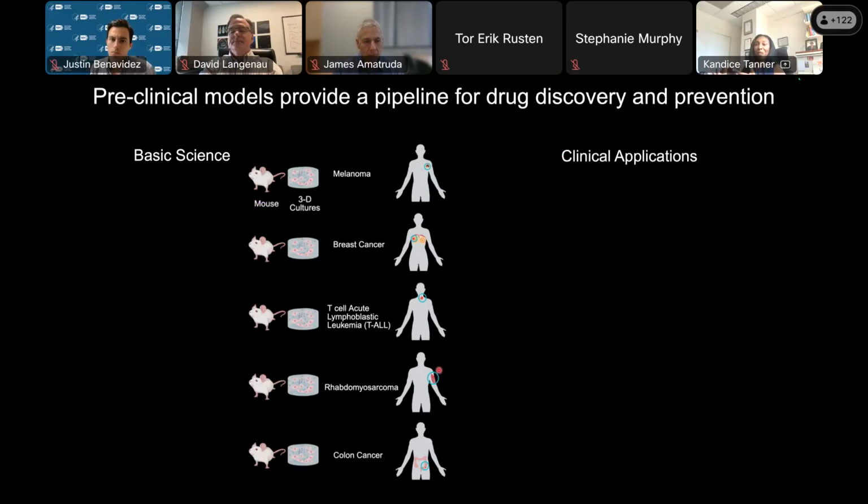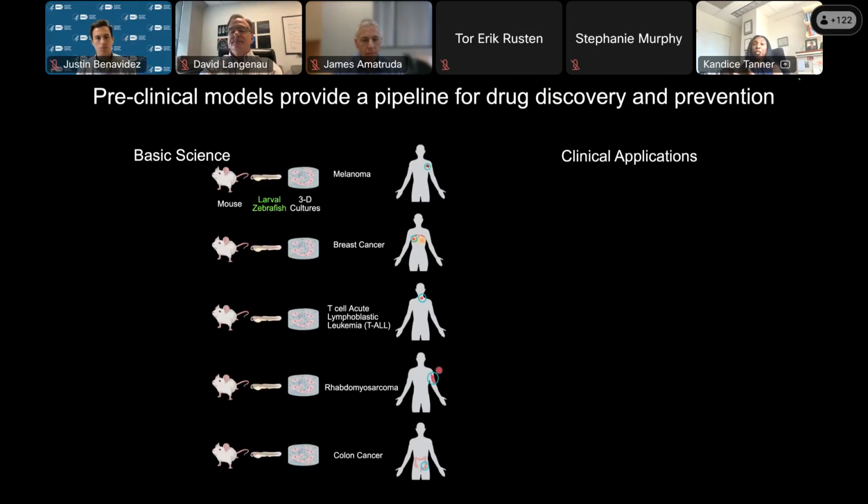And traditionally, we think about these models as mouse models, as discussed by our previous speakers, organoid models. And I want to introduce today that larval zebrafish has already been used in similar contexts in being able to drive these discoveries to clinical applications.